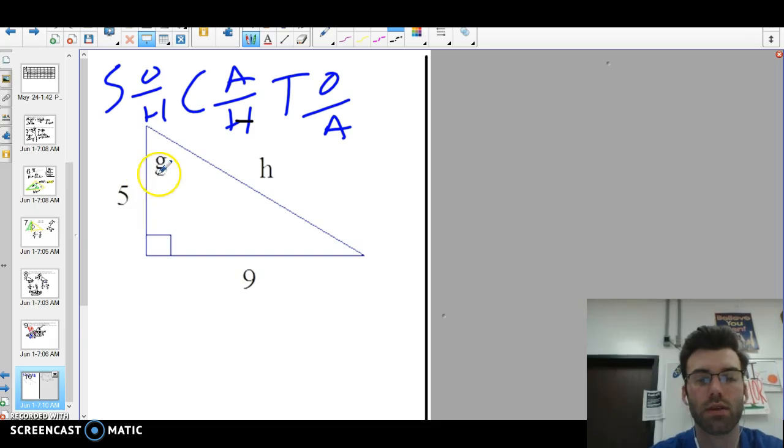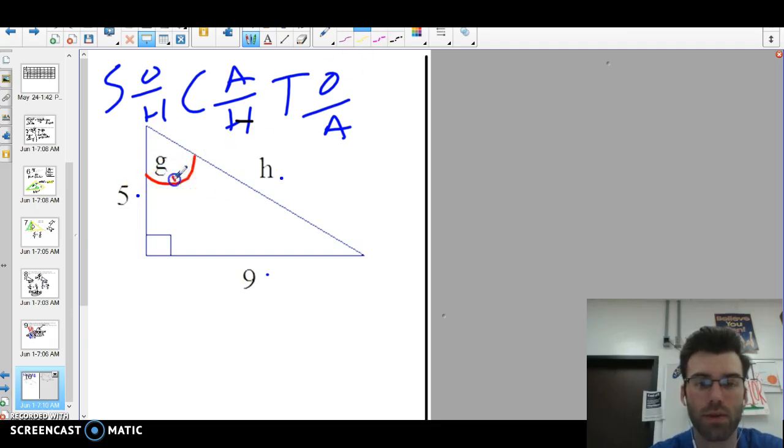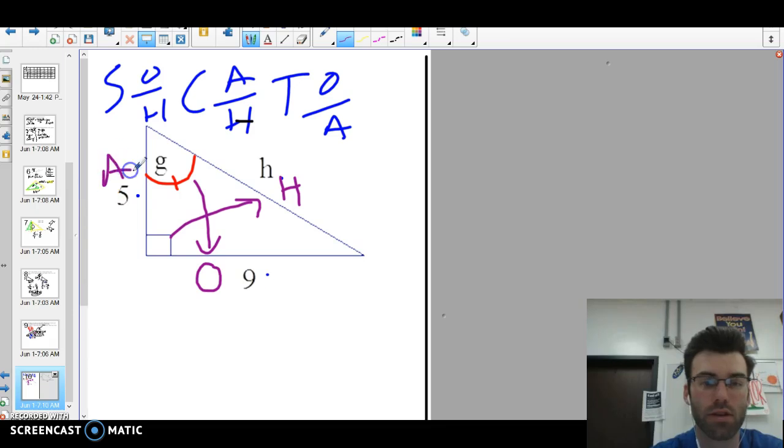So the key to trig, first of all, if we wanted to find what h is, you just do the Pythagorean theorem. You have two sides of your right triangle, you want to solve for the third, you do the Pythagorean theorem. But now I want to solve for g, a missing angle. This is my reference angle. From G, this side is across from G, so that makes it the opposite. Here's my 90-degree angle, so this has to be the hypotenuse. And this is our leftover side, so I'll call that my adjacent.